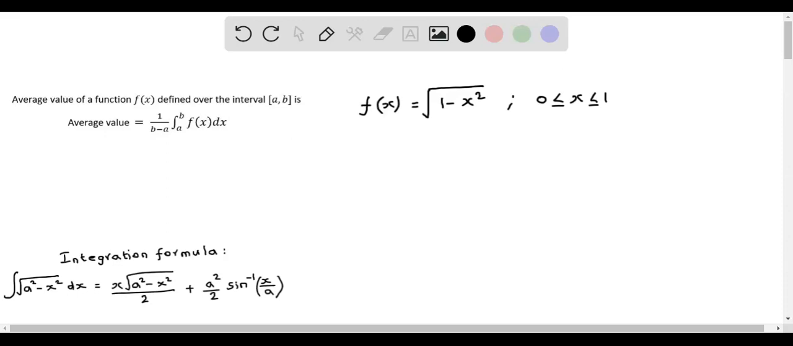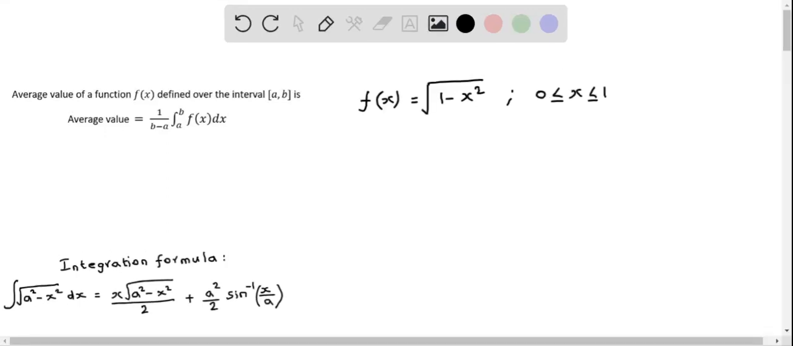Let's determine the average value of the function f of x given as the square root of 1 minus x squared, defined over the closed interval x greater than or equal to 0 and less than or equal to 1. By definition, we will utilize this formula: the average value of a function f of x defined over the interval a comma b is given by 1 over b minus a times the integral of f of x dx within the interval a to b.